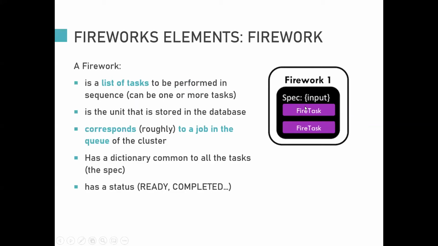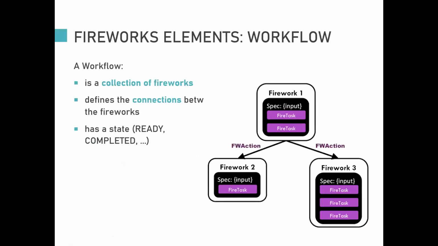So a firework is a list of tasks that are performed in sequence. There can be just one task. It's not an issue to have just one task to do. It's the unit that is stored in the database. We'll go back to the database later to explain how it's organized. But basically, the firework corresponds roughly to a job in the queue of the cluster. It has a dictionary common to all the different tasks, which has the options of how to run. It also has a status. Is it ready to run? Is it completed? Has it failed? Is it running? I will come back to that later as well.